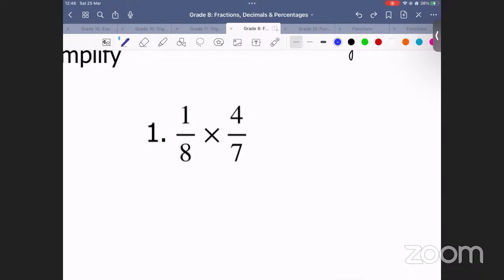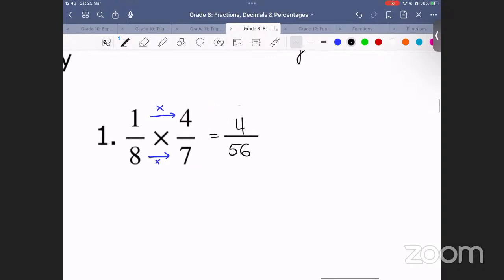So let's do that. I'm just going to multiply in a straight line. That's it. So when it comes to multiplication, you can do this, but addition and subtraction, that's a bit more complicated. You have to do LCD. Okay, you have to. There's no choice. But with multiplication of fractions, you can just multiply in a straight line. It's easy. So 1 times 4 is 4, and 8 times 7 is actually, I don't even know, 56, I think.